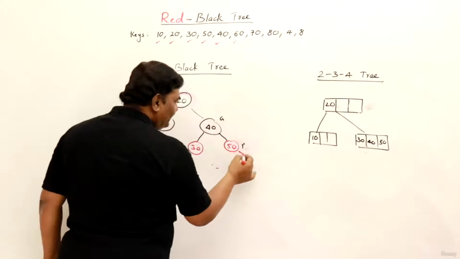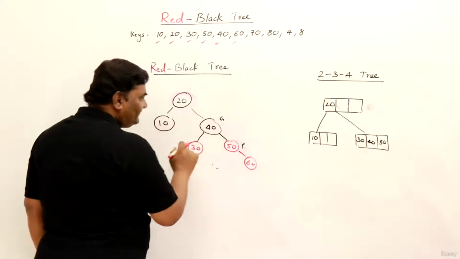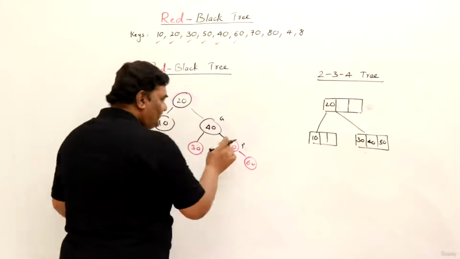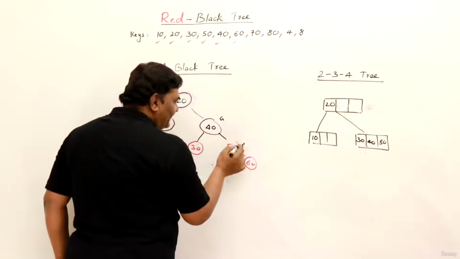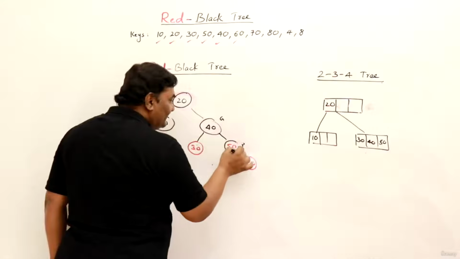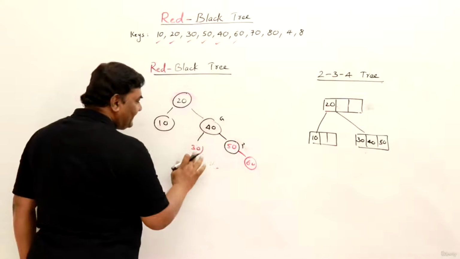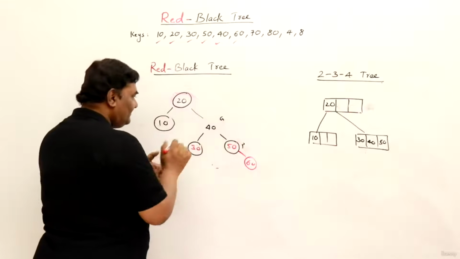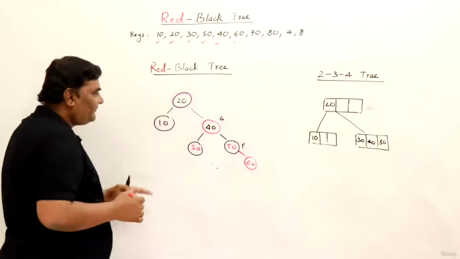That's it. Now next, after finishing 40, let us insert 60. 60 comes here. Red-red conflict. So in this red-red conflict, because this is red and uncle is also red, recolor them, make them black and make this red. 40 as red.